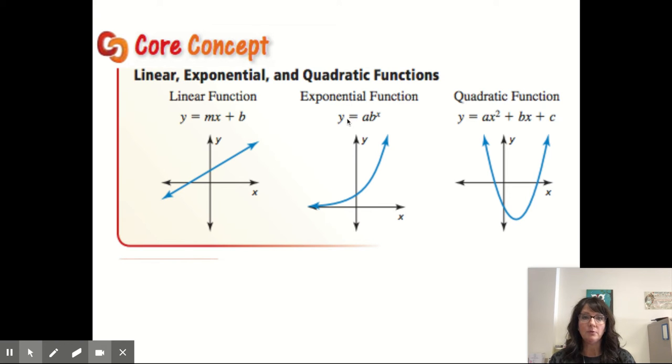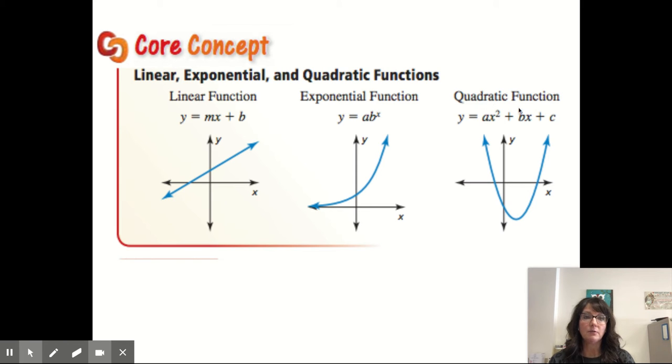Exponential function, y is equal to ab to the x exponent. The exponent is what's changing here. That's the variable part of this piece. And again, exponential is like a half curved kind of line that increases pretty rapidly.